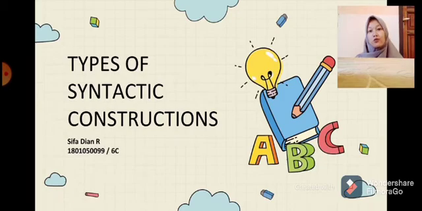For those of you who don't already know me, my name is Sifa Dian R, and my last student number is 99. I'm from 6C. On this good opportunity, I would like to explain about types of syntactic constructions.